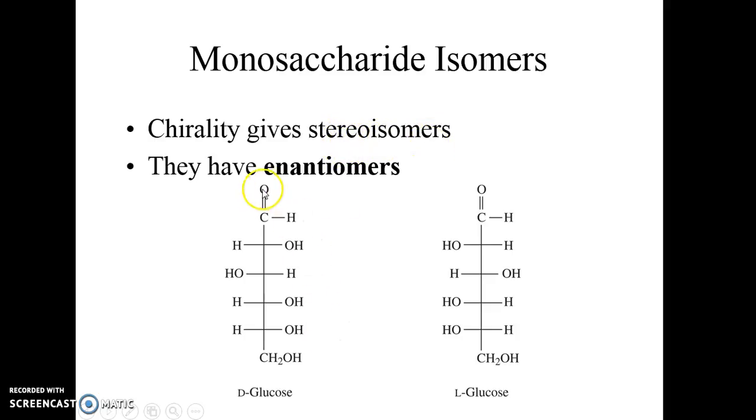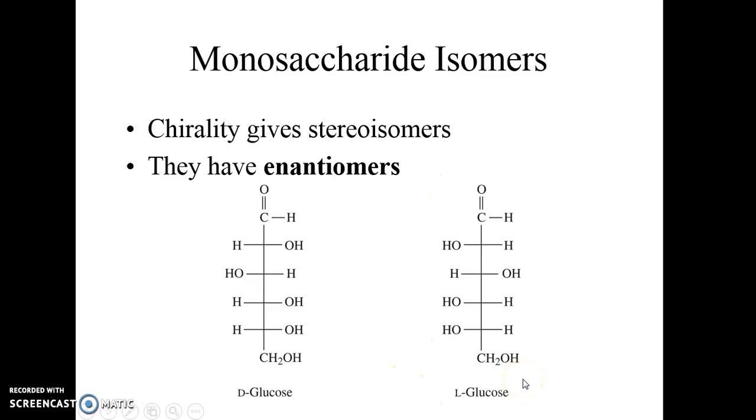All this chirality gives us isomers, stereoisomers. And so this has 4 chiral carbons. And remember, an enantiomer is the mirror image, a non-superimposable mirror image. We have 4 chiral carbons, so the mirror image is going to be non-superimposable. D-glucose's mirror image, L-glucose, you can see these are enantiomers, mirror images, non-superimposable.